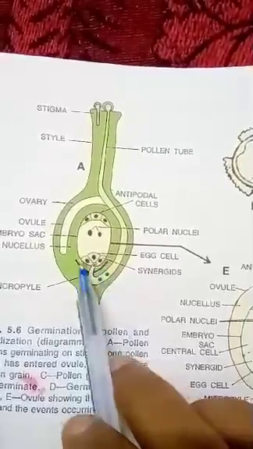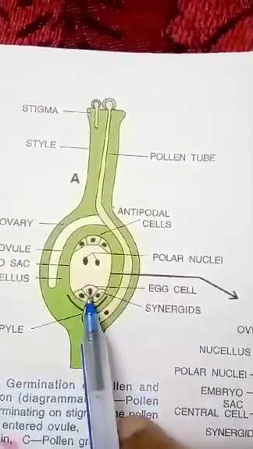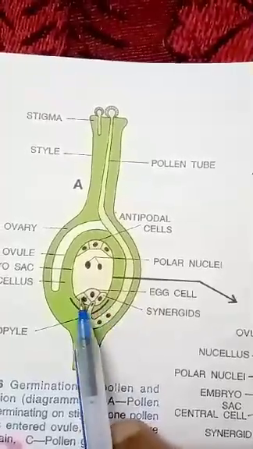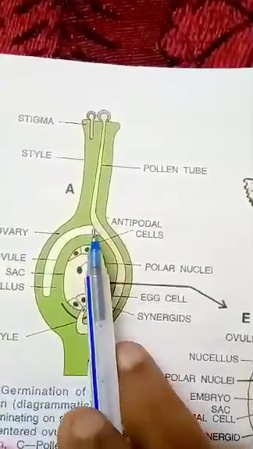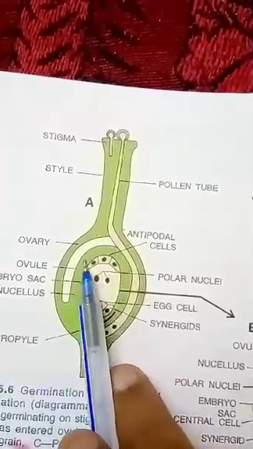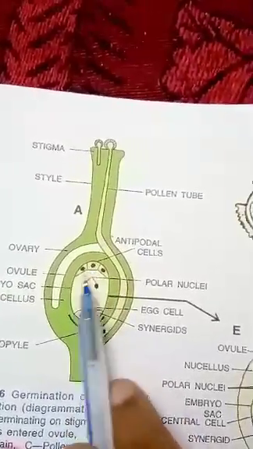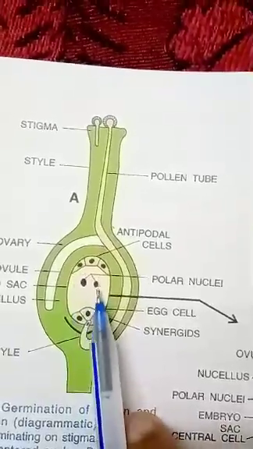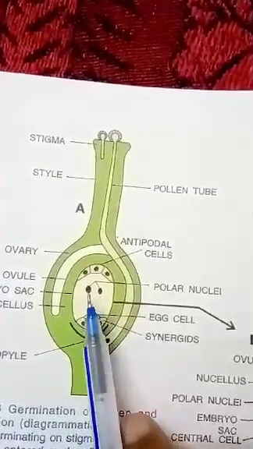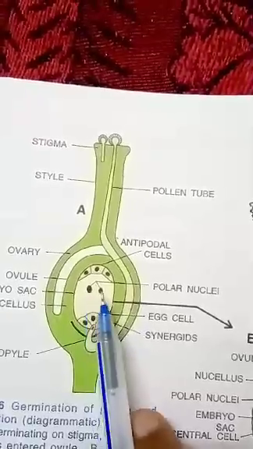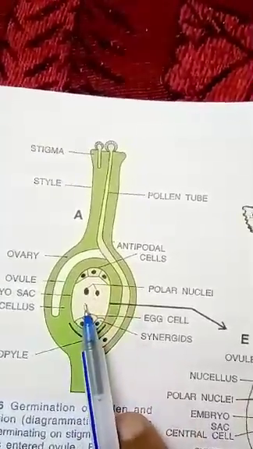Three cells here at the micropylar end: the center one is called the egg cell, and these two side ones are called synergids. Likewise, on the side opposite to the micropylar end, these three are called antipodal cells. And in the center, there is a single large cell called the central cell, which contains two polar nuclei. So this is the structure of the embryo sac.